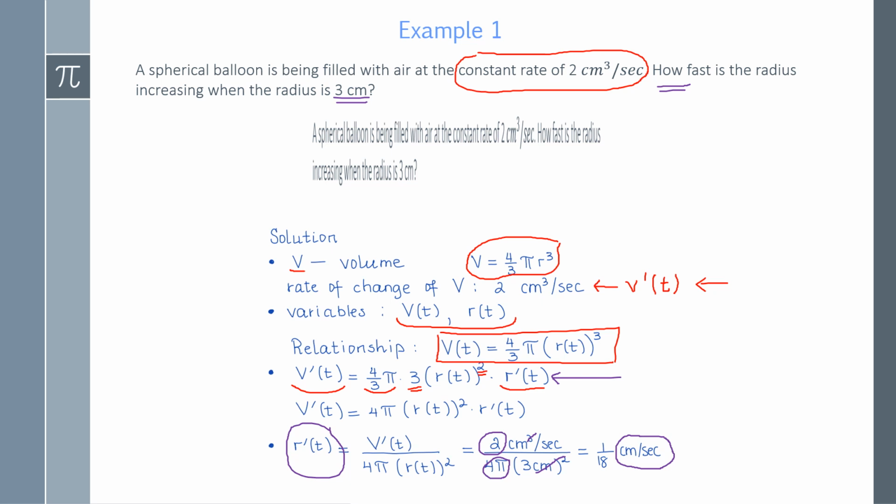Okay, so that's one way for us to keep track of what we're doing and making sure that our units also make sense. All right, so r prime of t in this case is 1/18 centimeter per second. All right, so here is your first example of an application problem, application of derivatives, where we have two quantities. We know how one of them is changing. We have a relationship between these two quantities, and we can find the rate of change of the other quantity.